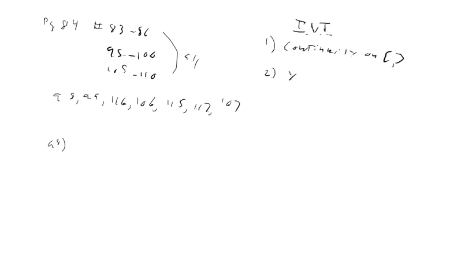Make sure our y is between f of a and f of b, right? A and b. And then we state there is a c such that f of c equals whatever value we're looking for, right? Call it k.